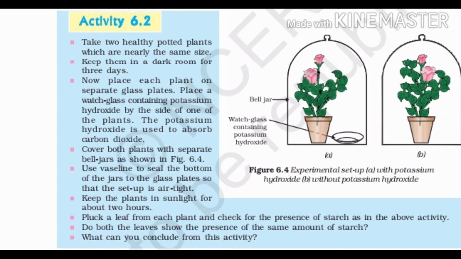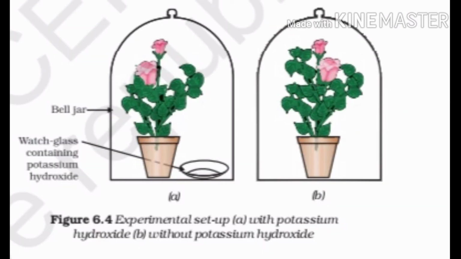Now place each plant on separate glass plates and cover them with the bell jars. Use Vaseline to seal the bottom of the jars to the glass plates so that the setup is airtight. In one of the setups, we'll keep potassium hydroxide on a watch glass. Potassium hydroxide will absorb the entire carbon dioxide inside the bell jar.